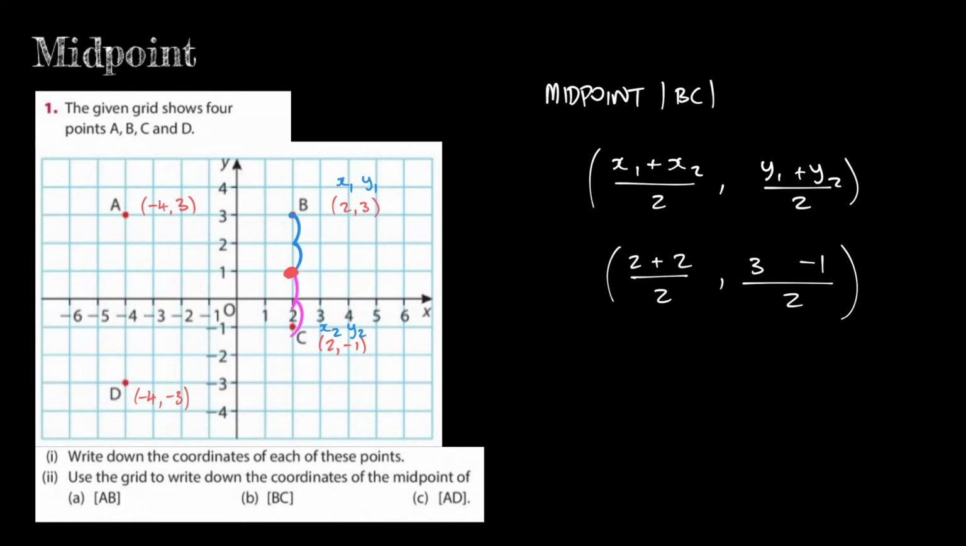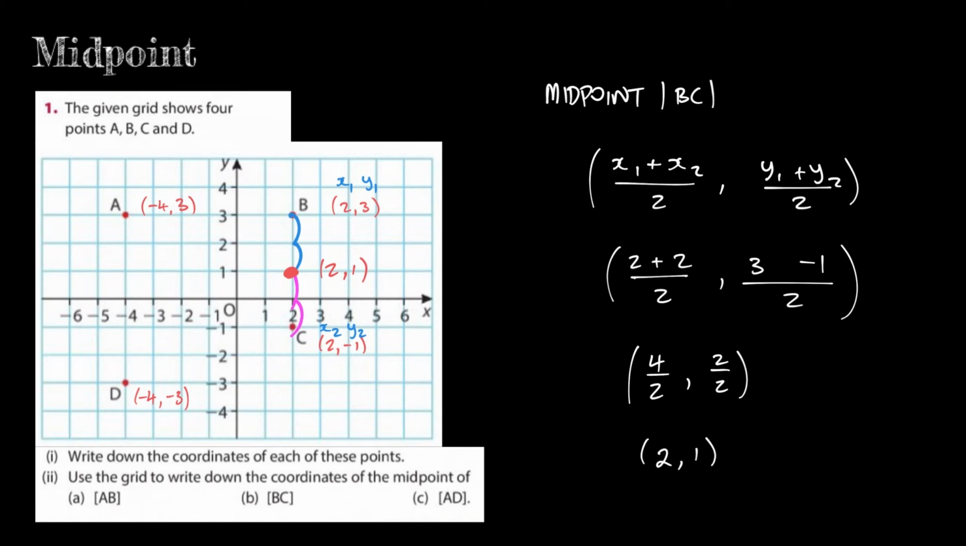Okay? So 2 plus 2 is 4 divided by 2. And here I've got 3 take away 1, which is 2 divided by 2. So that gives me an answer of 2 and 1. So the midpoint there is going to be 2, 1. And I can see the midpoint, what I estimated it was going to be, was here, which is 2, 1. So I know I'm correct.